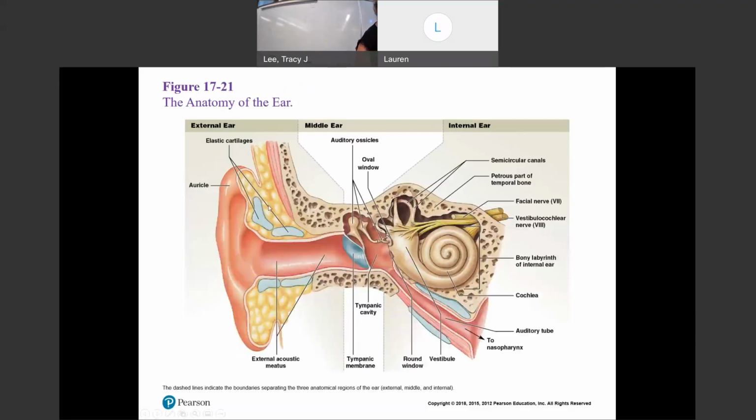All right, I'm just going to backtrack to my picture real quick. Here's my malleus. Here's my incus, and here's my stapes. It looks like a stirrup, right?